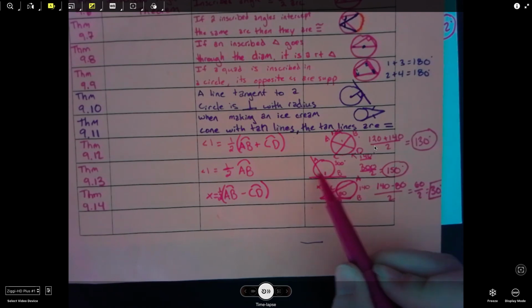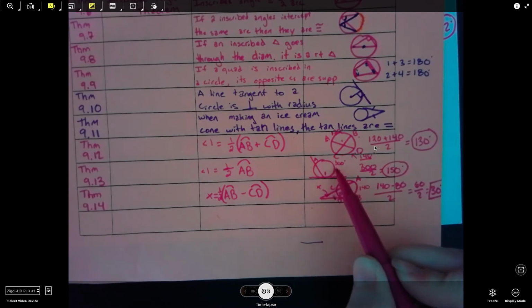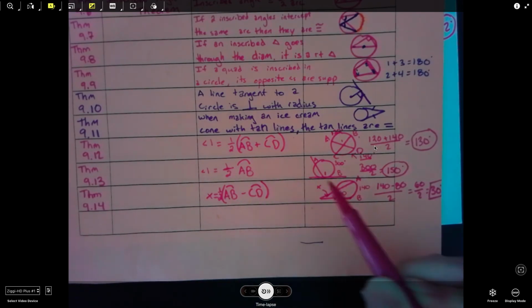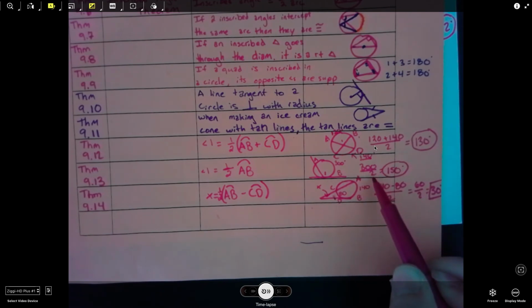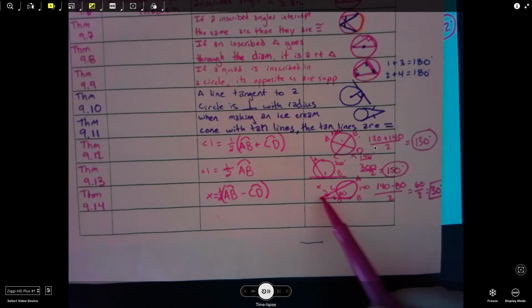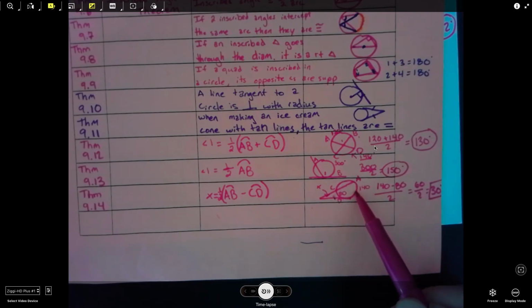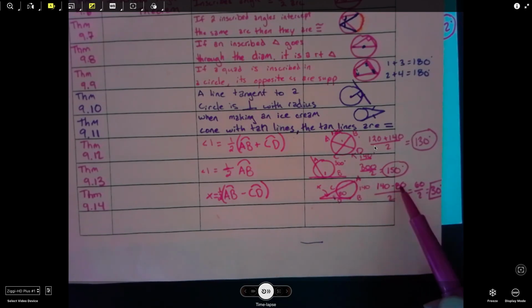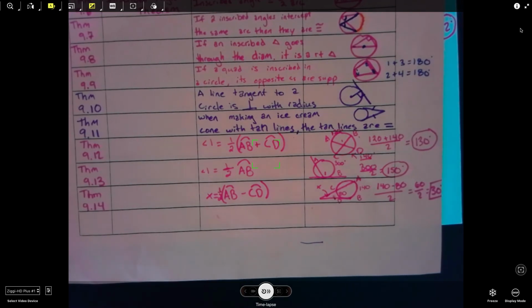If I have angle 1 here and arc AB is 300, I just take half of that to figure out what angle 1 is. So 300 divided by 2 is 150. That's what angle 1 will be. And then when they're intersecting outside of the circle, I subtract the arcs. So this is 140, this is 80. 140 minus 80 divided by 2 is 30. Okay? If you need to pause this, go ahead and do so, and you can finish writing those theorems in there, but that is what section 9.6 is.